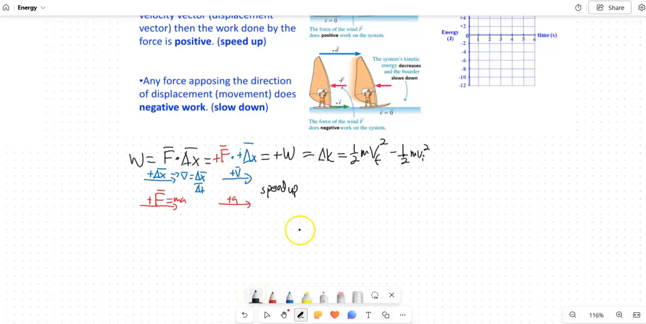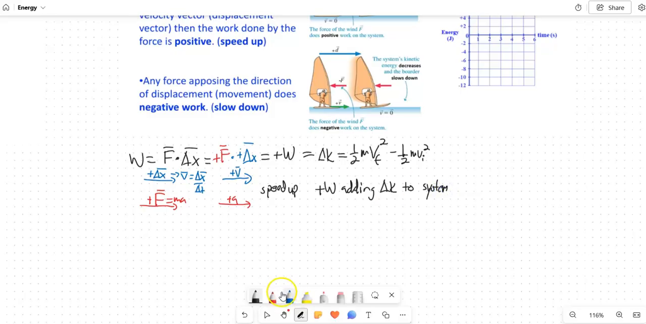How I think about that is you're adding kinetic energy to the system. So positive work is adding kinetic energy to the system, to the object or system.